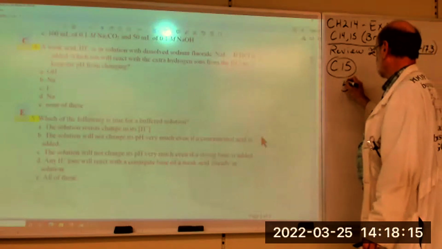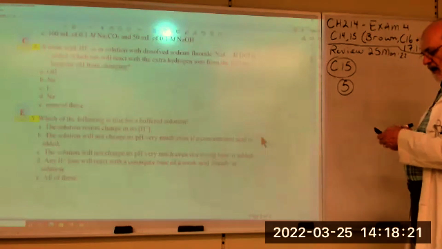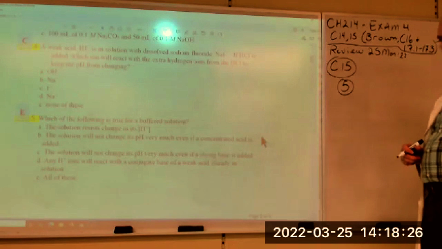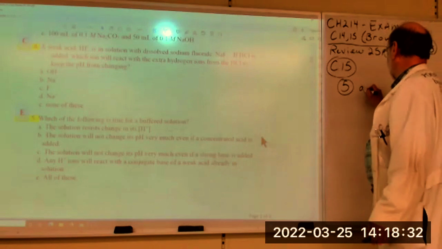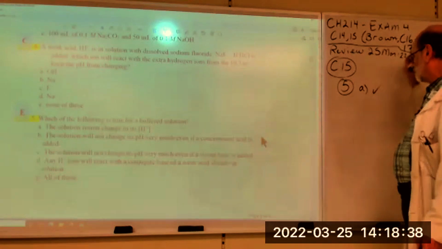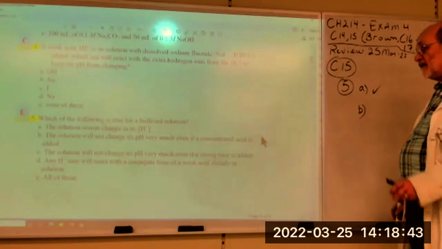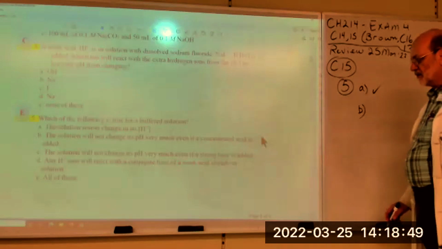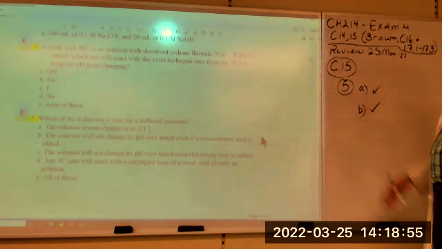5. Which of the following is true for a buffered solution? Well, let's see. We have a selection down here that says all of these. Okay, so that means we got to look at every one of them. A: the solution resists change in its hydrogen ion concentration. Yep, that's true. The solution will not change its pH very much, even if a concentrated acid is added. That's true as far as it goes. It actually depends on how much of a concentrated acid you add. But as far as that statement goes, it's true.